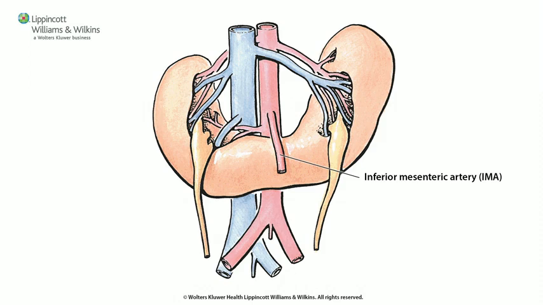So, which artery traps the horseshoe kidney? The inferior mesenteric artery. Make sure you know that. And the other thing to remember is that horseshoe kidney is associated with Turner syndrome. All right, let's move on to some basic renal anatomy.